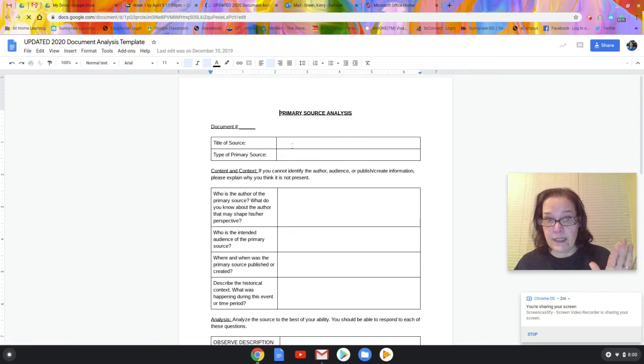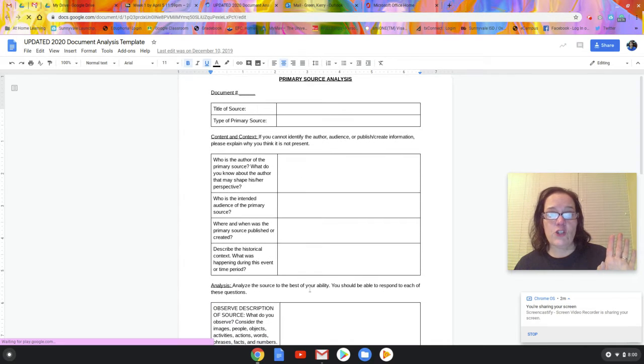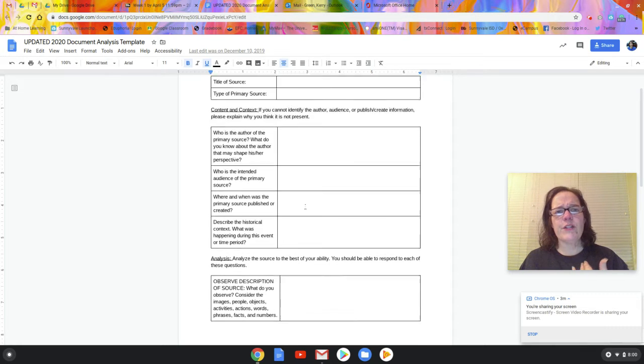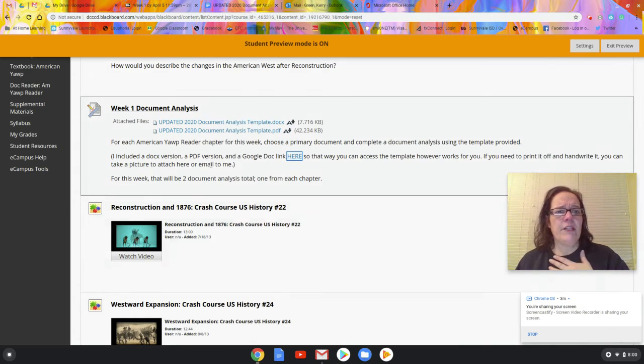Super easy. If you can't answer a question, let's say you don't know where and when the primary source was published, put "I can't find it." That's an acceptable response. Sometimes when you look at primary documents, you can't identify certain things. So "I can't find it" or "I don't know" is an acceptable response. But I will look at it and see if you responded in a way that the document demands. If I know that the document has a date on it, don't put "I don't know." You should be able to identify the date. So you'll basically fill this out. It's super easy.